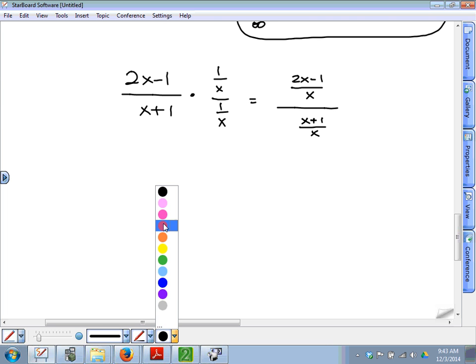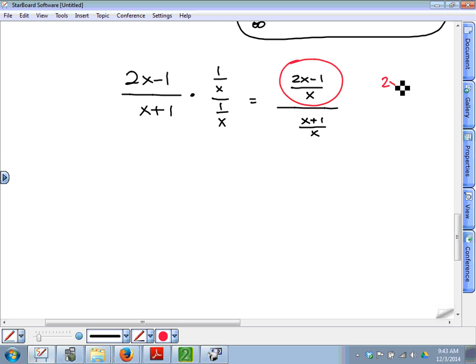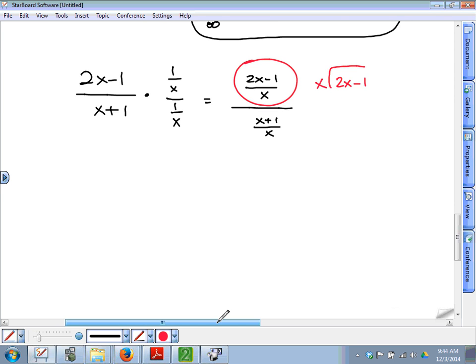If we just took this by itself, 2x minus 1 divided by x. Isn't that what that means? Yeah. So let's just go through the long division here real quick.